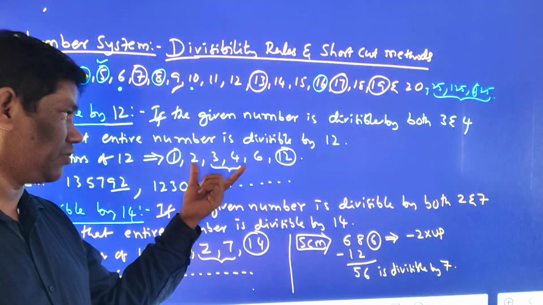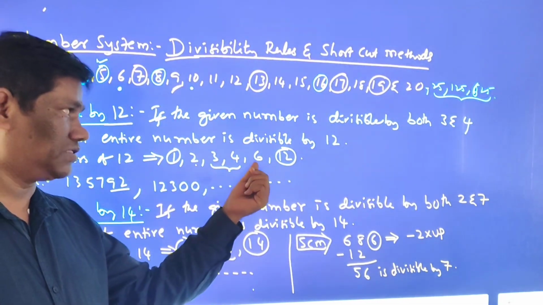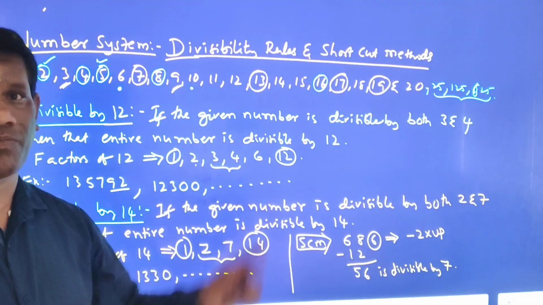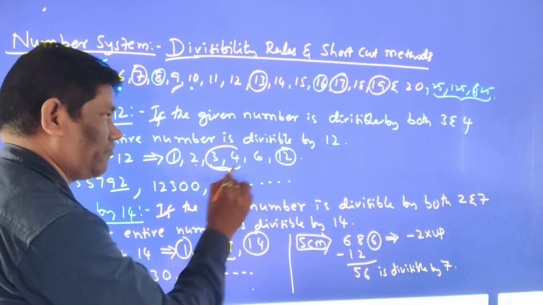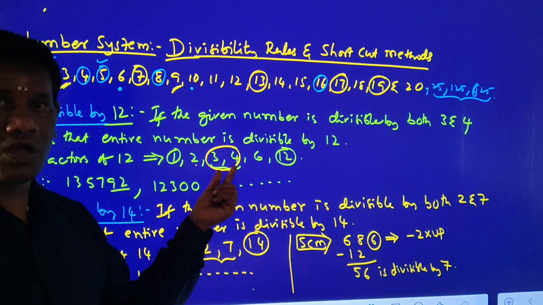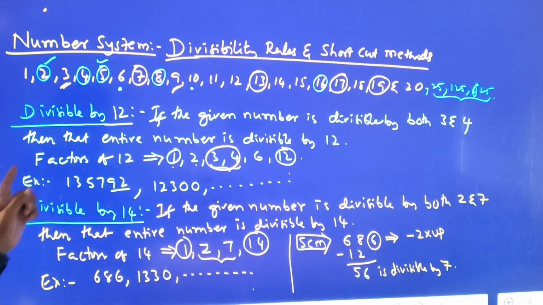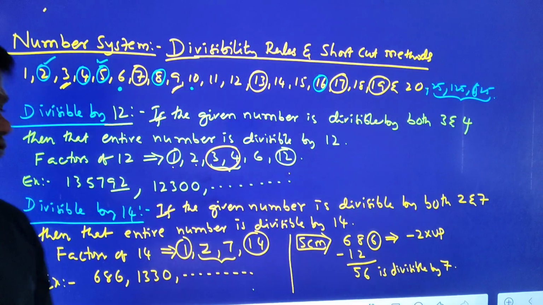For example, if we take 2 and 6, the multiple is what? 30. 30 is divisible by 6, 6 5s are 30 and 2 15s are 30, but 30 is not a multiple of 12. But here we are taking 3 and 4. Why? Consecutive factors. We always have to take consecutive factors other than 1 and itself. So if the given number is divisible by both 3 and 4, then that number is divisible by 12.